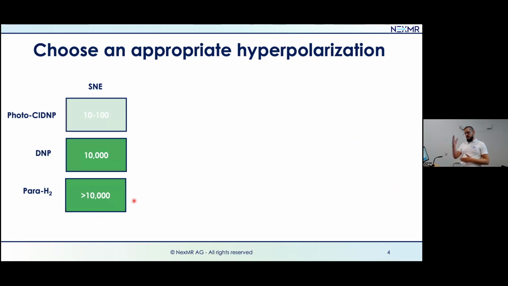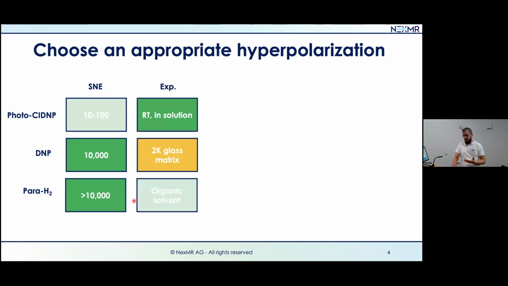hyperpolarization methods. I mentioned the most known ones: photo-CIDNP, DNP, and para-hydrogen. I put SABRE and PHIP together just for the sake of simplicity of this presentation. And we thought about it in a way that is not necessarily performance-based, right? Because if you look at the performances of CIDNP, they are relatively modest in front of DNP or para-H2 methods. But we look at other parameters.